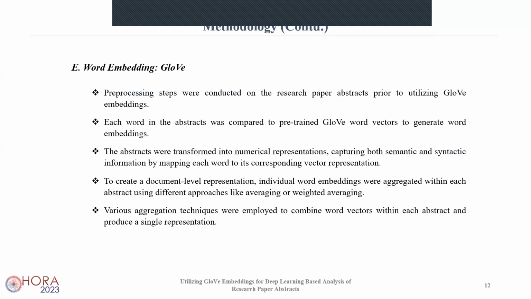GLOVE word embeddings play a crucial role in research paper abstract analysis. Pre-processing steps were undertaken to ensure accurate results, comparing each word against pre-trained GLOVE word vectors to generate word embeddings. The abstracts were transformed into numerical representations by mapping words to vector representations. Aggregation techniques such as averaging or weighted averaging were used to create comprehensive document level representations by combining individual word embeddings within each abstract.